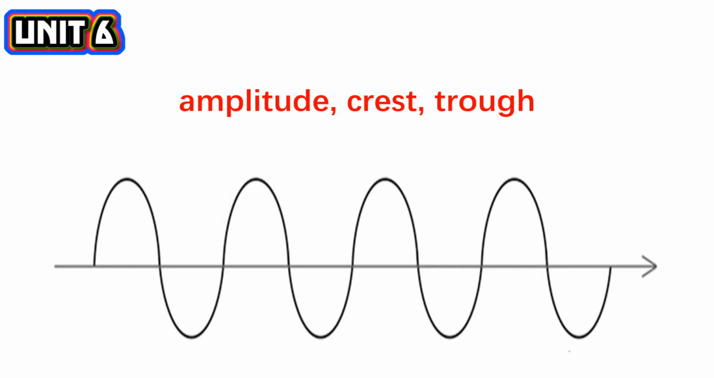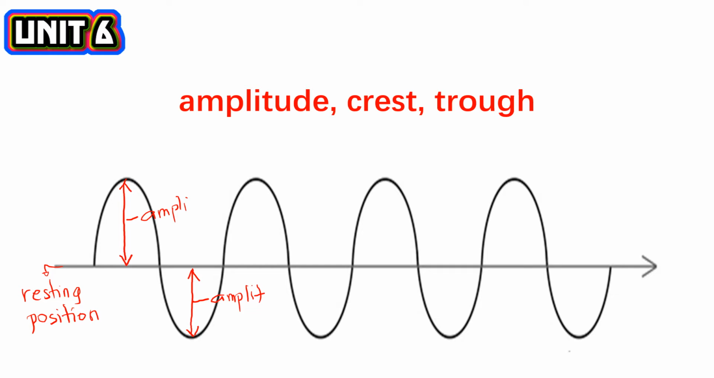Our first three words are amplitude, crest, and trough. If you talk about amplitude, that means the distance from the highest position to the resting position. This one is your resting position, or resting phase, which means the object is not moving. So we're talking about the distance from the highest to the resting position, or from the lowest to the resting position. This is what we call your amplitude. This one is amplitude also.